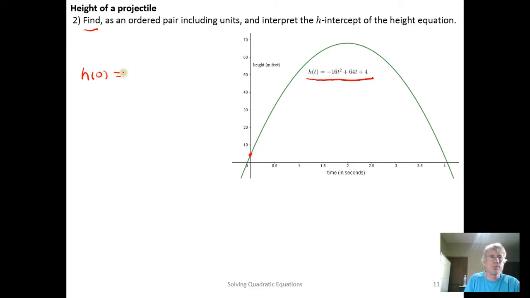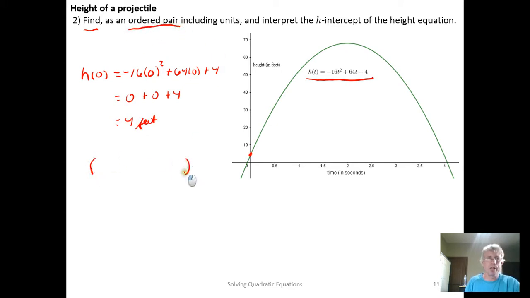My model's right here, so we'll get negative 16 times time squared plus 64 times time plus 4, and we're doing this at time equal to 0. So we're going to get 0 plus 4 equals 4 feet. As an ordered pair means put it into ordered pair form, including units means put the unit of measurement on each number. So this ordered pair here was input 0, output 4, but we need to include units. So it's 0 seconds corresponds to a height of 4 feet.